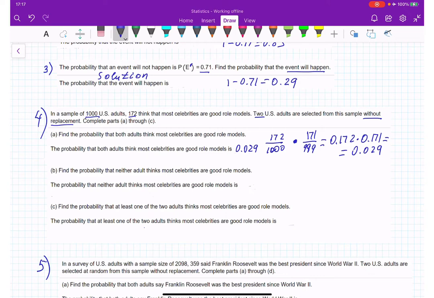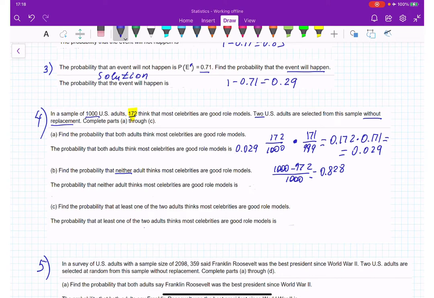it's not gonna be model. So to find neither, how are we gonna know? We know that 172 say it's a good role model. So if none of them says 172 out of 1,000, what do you think? How many will be there? It's gonna be 1,000 leftover people out of 172, because only 172 believe that most celebrities are good role models, but the rest 1,000 minus 172 over total 1,000, it's gonna be that they believe neither adult think that most celebrities are good role models. So it's gonna be 0.828.